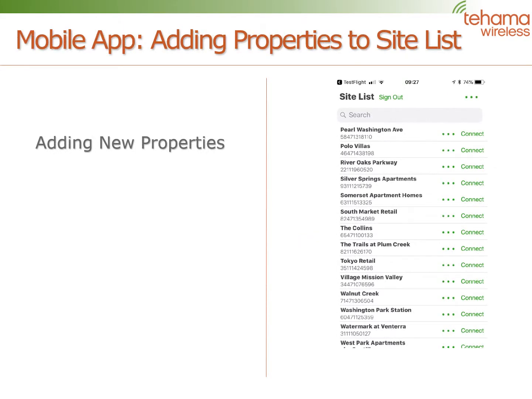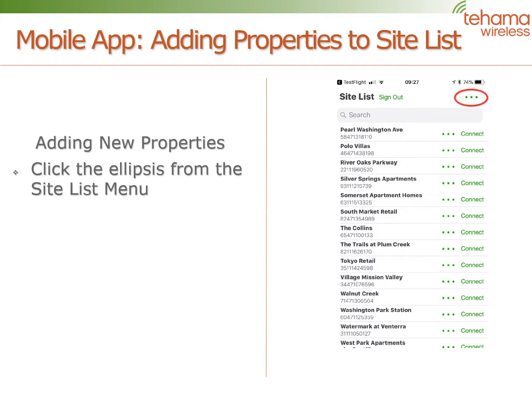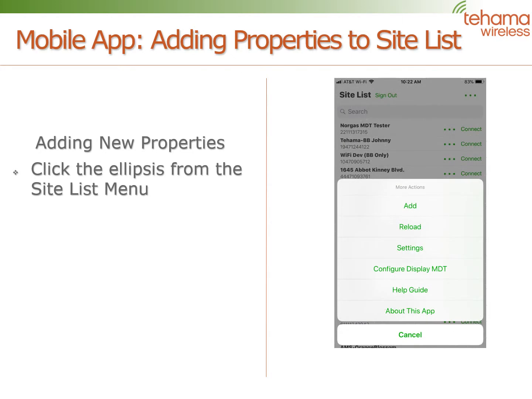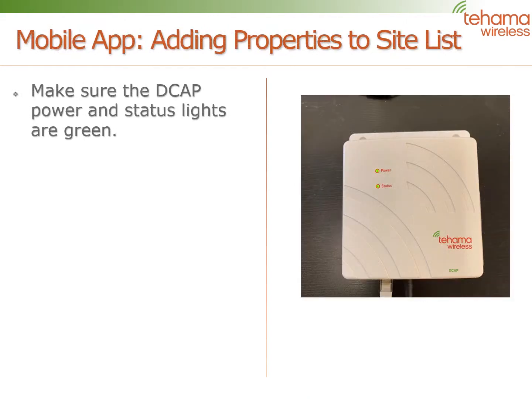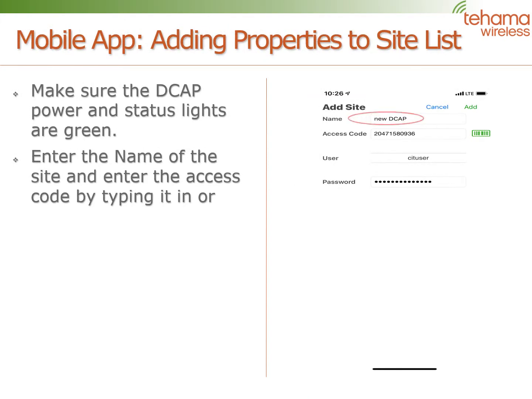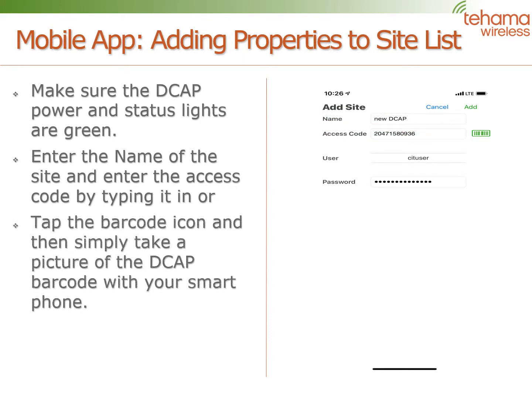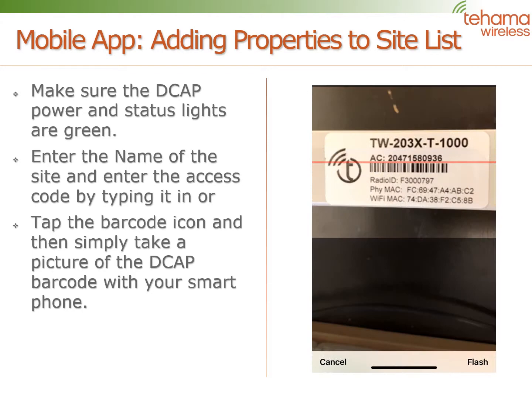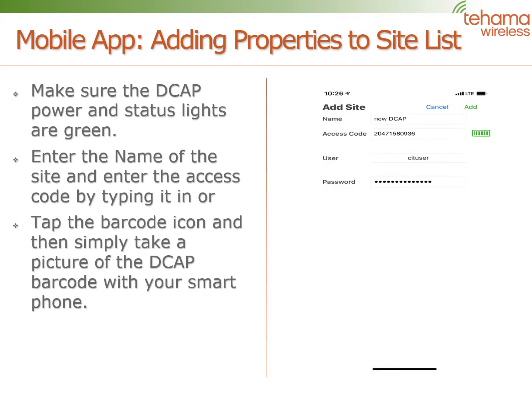To add a new decap to the site list, click on the ellipsis from the site list menu and then tap the Add button. Now, make sure your decap's power and status lights are green. Enter the name of the site and the access code by typing it in, or tap the barcode icon and then simply take a picture of the decap barcode with your smartphone. Then hit the Add button.